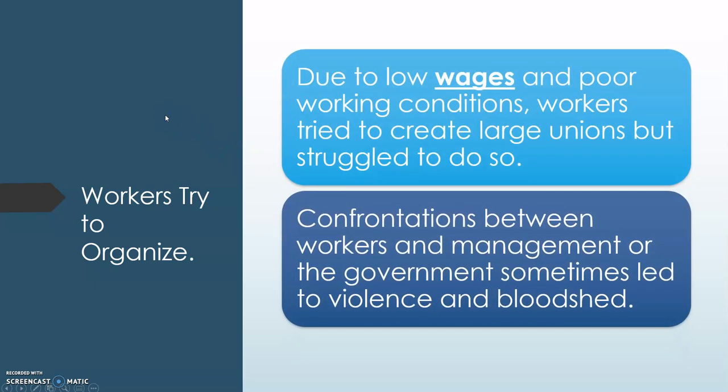So workers try to organize. Due to low wages and poor working conditions, which you've learned about, workers tried to create large unions, but struggled to do so. Confrontations between workers and management or the government sometimes led to violence and bloodshed.